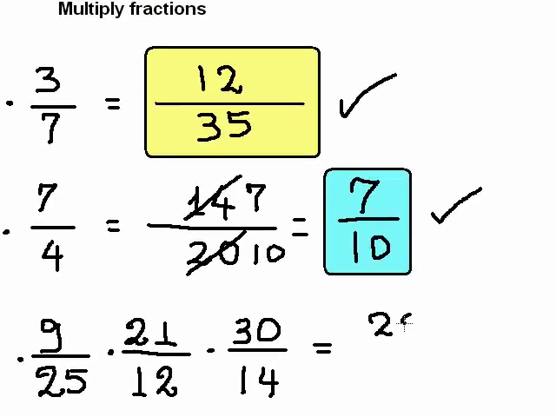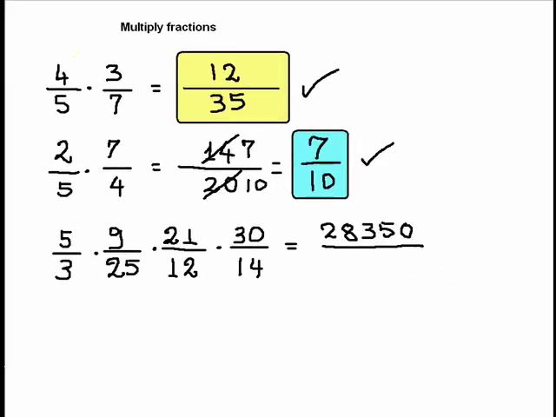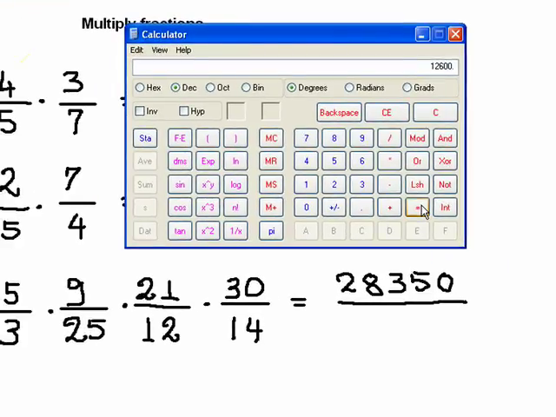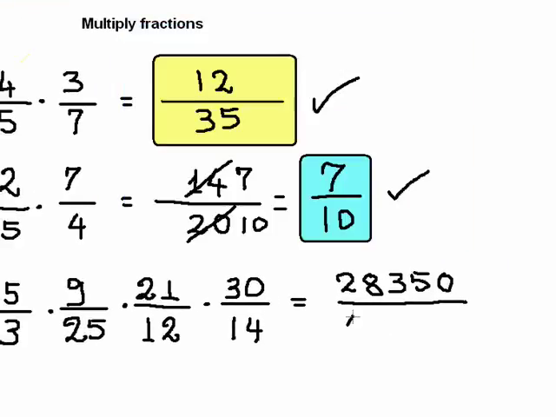I hope that I will not forget it. 28,350 is the numerator. And now I look at the denominator. Well, the denominator is 3 times 25 times 12 times 14. The denominator is 12,600. Okay, let me write this for you. 12,600. Now you may say, what do I do? Am I done? Of course you are not. You have to reduce this fraction.